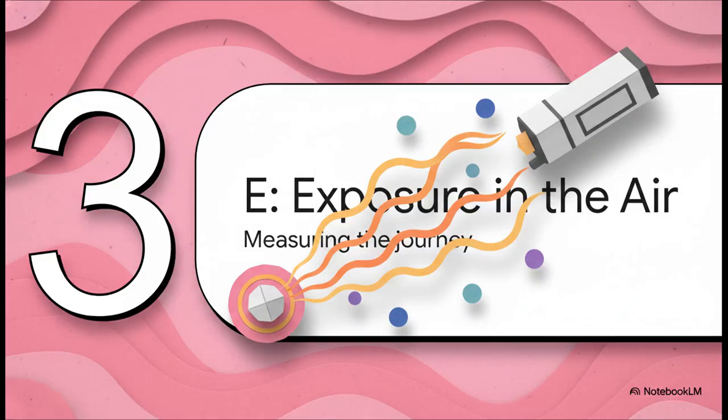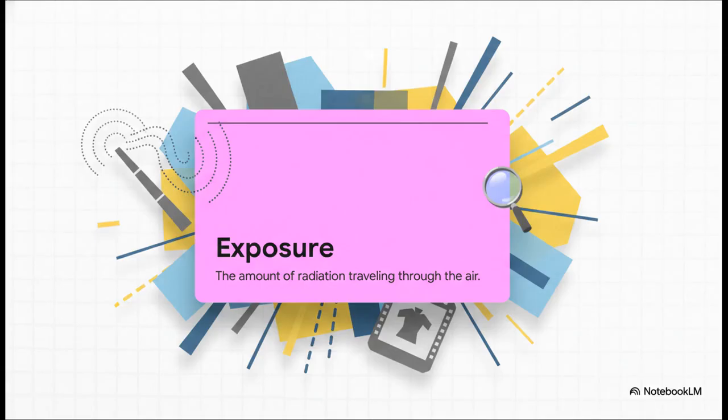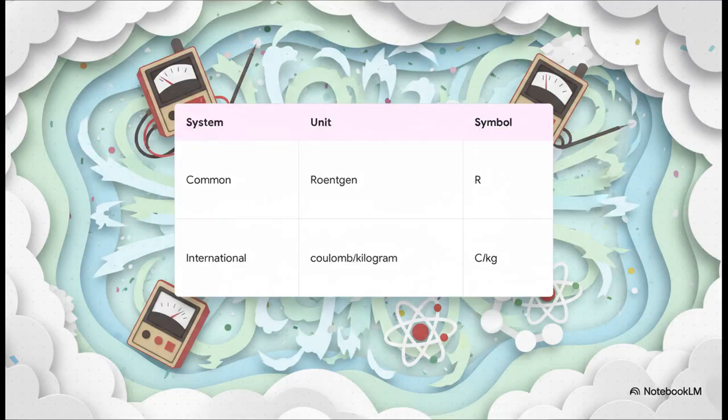Next up is E for exposure. So once that ionizing radiation is released from its source, we need a way to measure it as it's traveling through the air. This is what a radiation detector, like a Geiger counter, or maybe one of those film badges that a worker would wear, would actually measure. It's not about what's been absorbed yet, just what's present in the environment all around you. The units here are the Roentgen, that's the common unit, and the Coulomb per kilogram, which is the international one. So if you ever hear a measurement in Roentgens, you know someone is talking about the amount of radiation that's just present in the air.